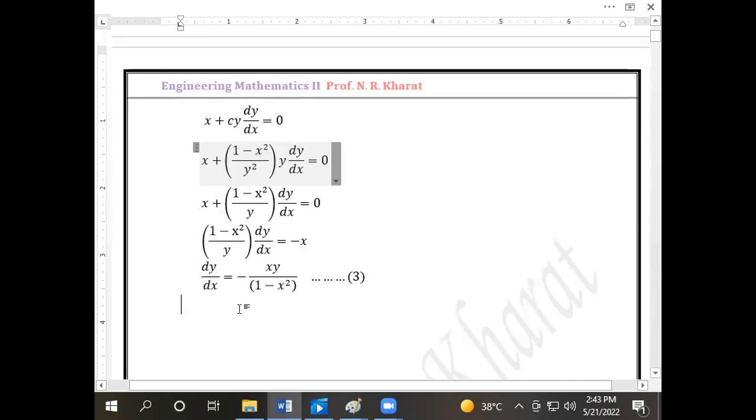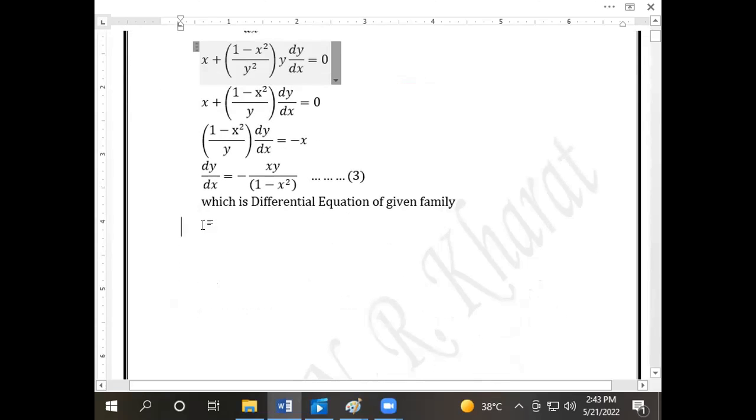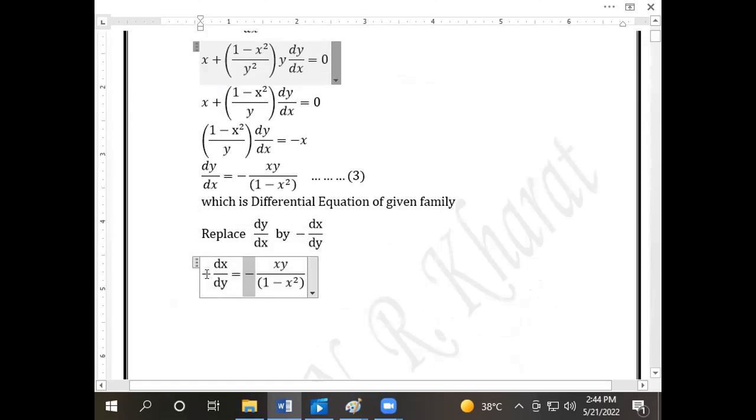Then we have to just replace the value of dy by dx is equal to minus dx upon dy. Before that, we said that it's my differential equation of the given family of curves. To find the orthogonal trajectories equation, we have to replace dy by dx with minus dx upon dy. After replacing, we get this differential equation. So minus sign is present on both sides of the equation, so we have to cancel that minus sign. So we get dx upon dy is equal to xy upon 1 minus x square.